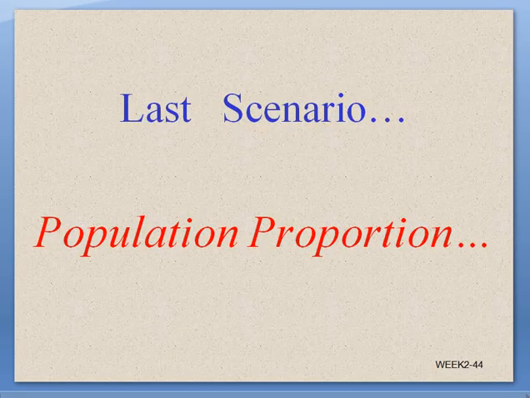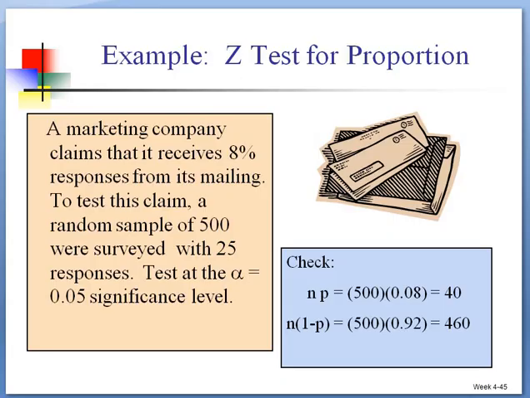Next, we'll go to the last scenario, population proportion. For example, a marketing company claims that it received an 8% response from its mailing. To test this claim, a random sample of 500, this is our n, was surveyed with 25 responses. Test it at alpha equal to 0.05 significance level.